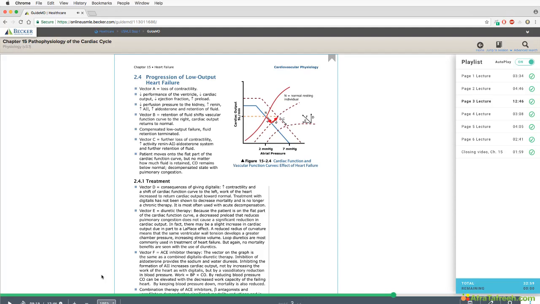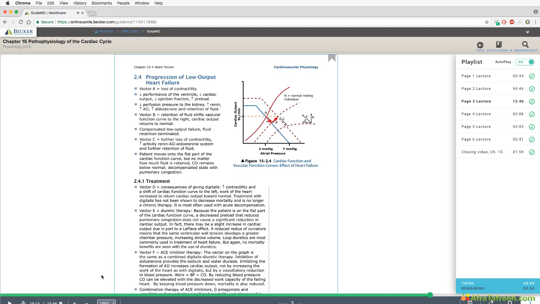Because you increase contractility, the cardiac function curve shifts to the left. Cardiac output increases, but at the expense of increasing blood pressure, so the overall work of the heart increases. So digitalis, because it increases contractility, it shifts the cardiac function curve to the left, performance returns to normal, cardiac output returns to normal, but at the expense of increasing blood pressure, and the work of the heart increases. If you look at vector F, it represents a combination of giving diuretics and digitalis.